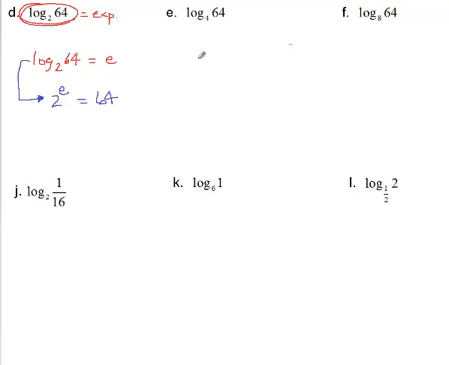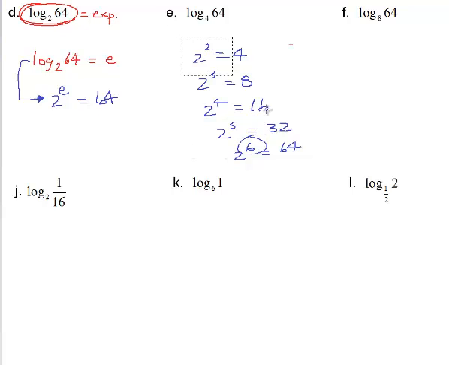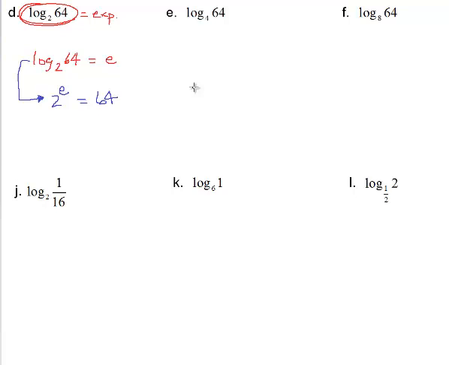Now you can do it the long way. You could say, well, I know 2 squared is 4. If I multiply that by 2 again, 2 fours are 8. 2 to the power of 4 would be 16. 2 to the power of 5, 16 times 2, 32. 2 to the power of 6 is 64. So the answer would be 6. So you could do a longhand like that on a piece of scrap paper, or whatever way you want to find it. So 2 to the e, we know 64 is 2 to the 6.